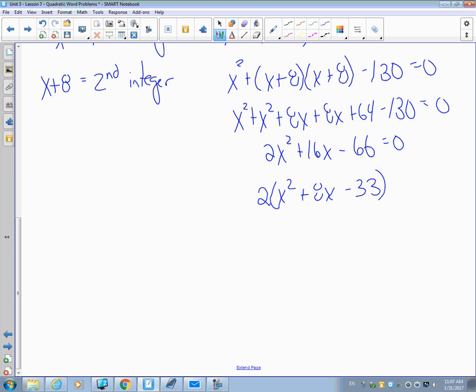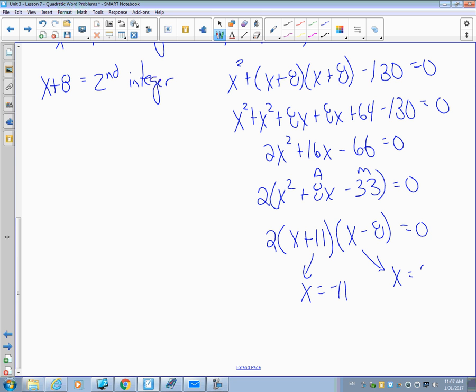an idea, if it tells you in the question that some things are integers or whole numbers or things like that, then they have to be factorable. Because when I factor things, I always end up with whole numbers. We'll try some. We got to add to 8 and multiply to 33. So x plus 11, x minus 8. My answers are either negative 11 or 8. Which when I go to my therefore means the integers are, well, if x is negative 11, negative 11 plus 8 would make negative 3.